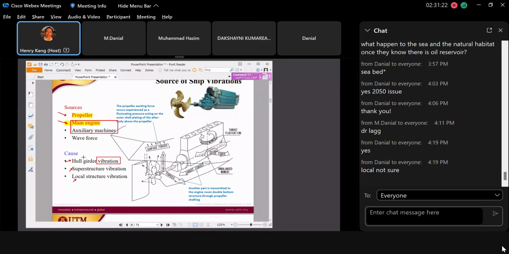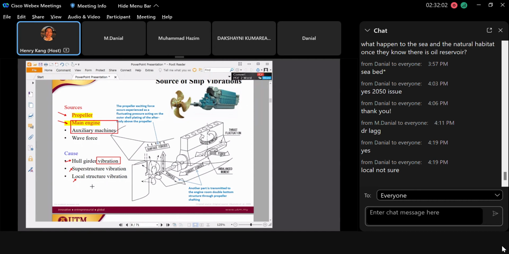Local structure, in fact, is in the microscopic view, and superstructure is the overall or large view. Local structure, I saw just now you said you're not sure, because local structure refers to some vibration only, the vibration in a very limited area. For example, maybe the superstructure, the building, does not have the vibration coming from the propeller or from the main engine.